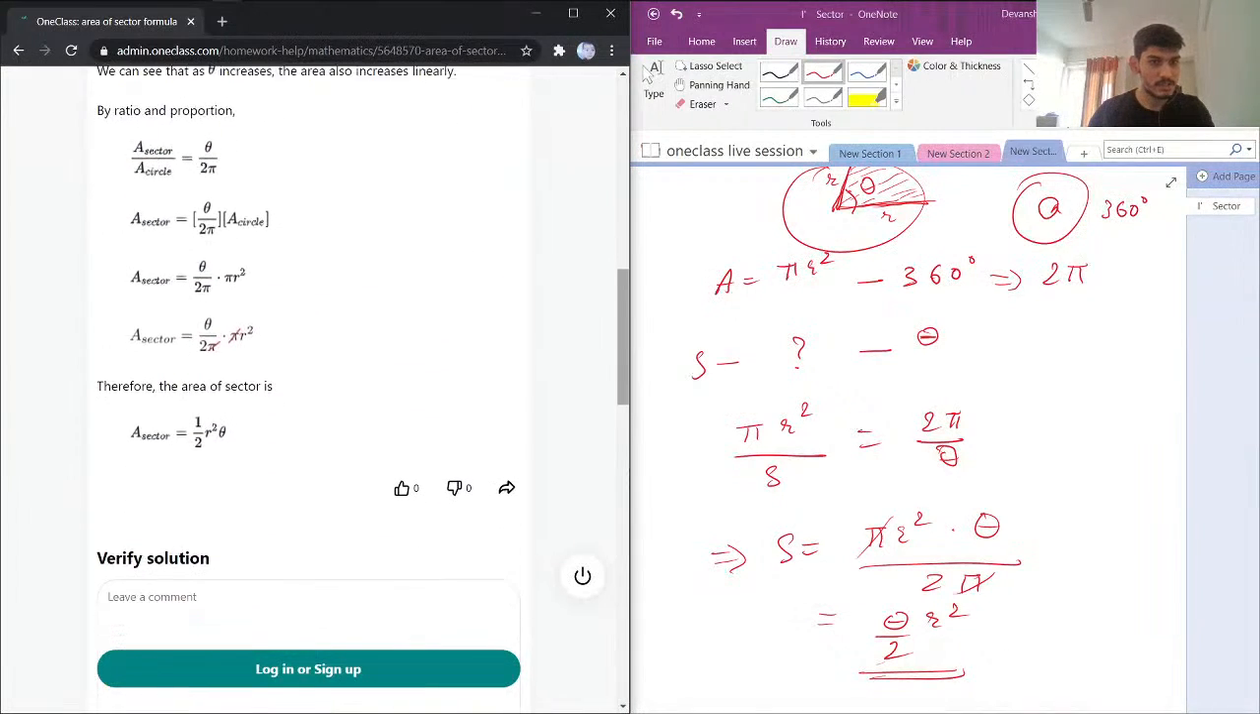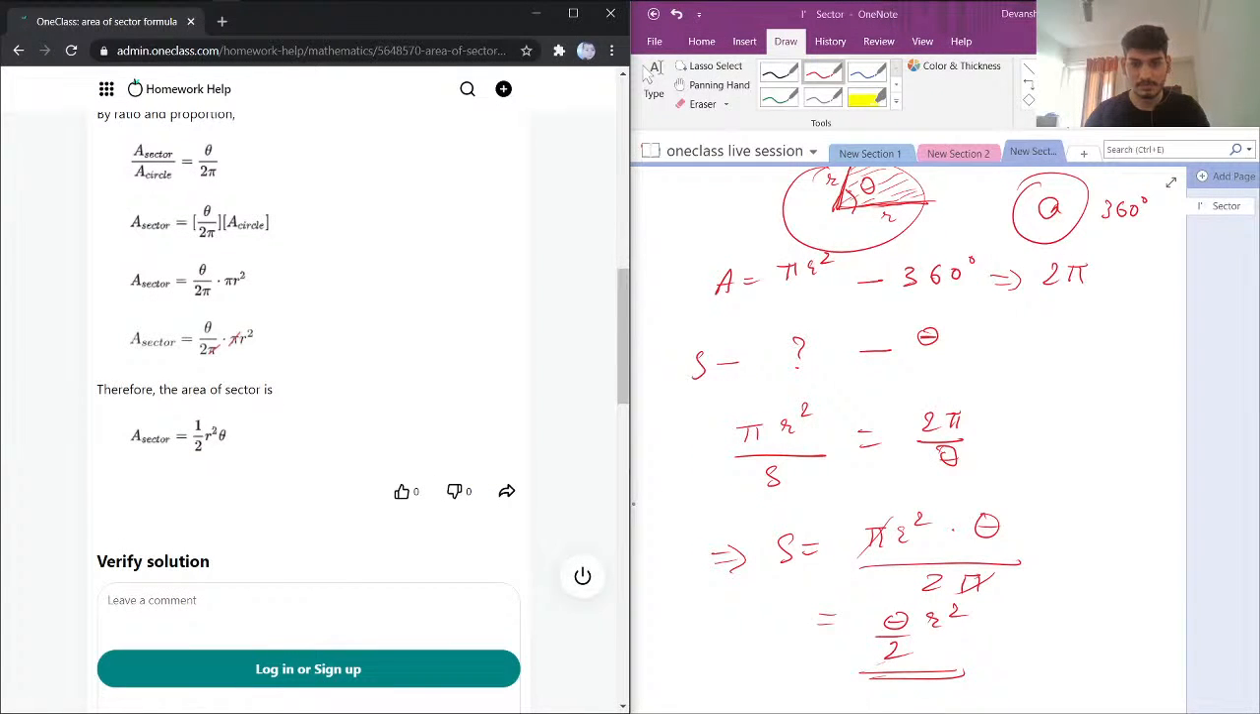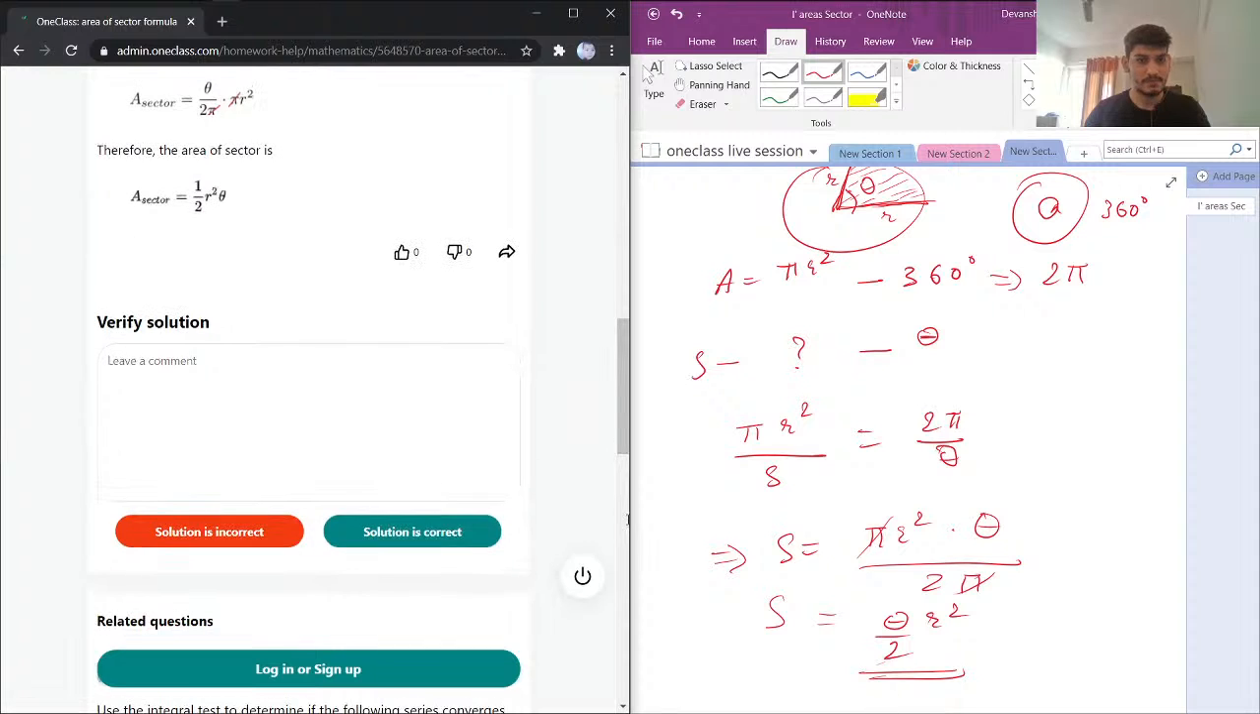Let's see the area of sector. S here denotes the area of the sector and it is theta over 2 pi into pi r square. Then we get the final answer, half of r square theta. So this solution is correct. Correct solution. Great job.